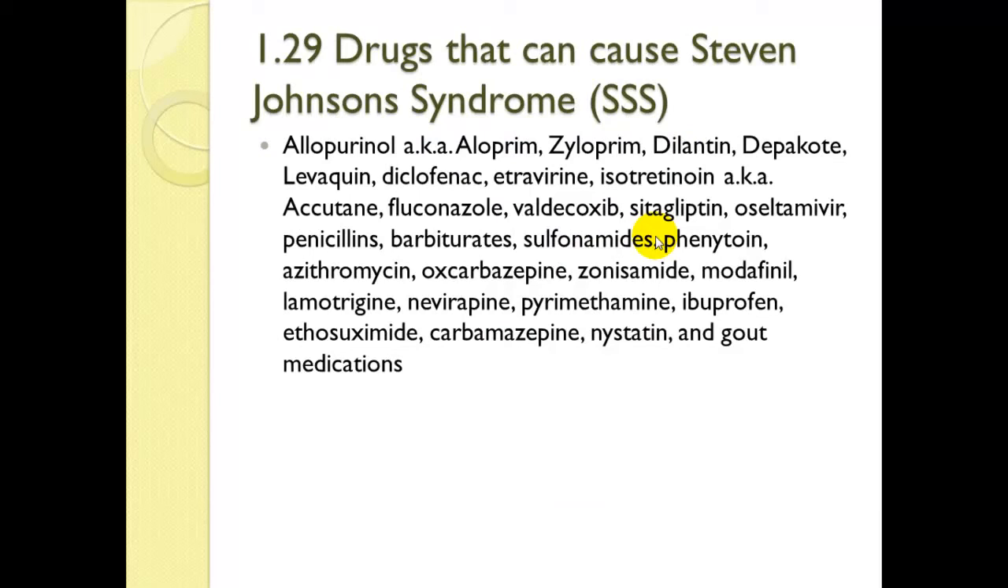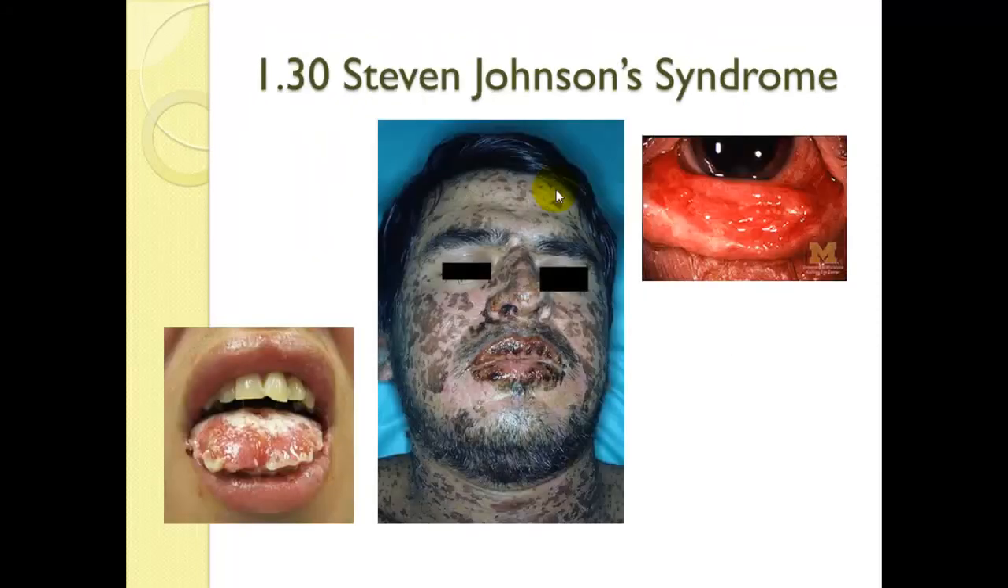There's a varying list of drugs that can actually give you Stevens-Johnson. Some of you are probably on these or have seen these before. Sulfacetamide, phenytoin, those are for seizures. Azithromycin, nystatin, gout medication. Levaquin, which is an antibiotic. Diclofenac, Depo-Dilantin. All of these drugs can actually give us Stevens-Johnson syndrome, and this is what Stevens-Johnson is.